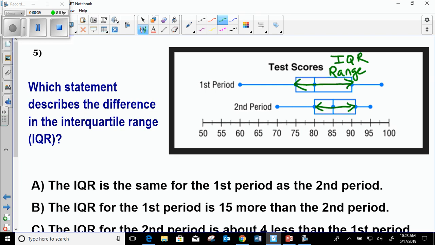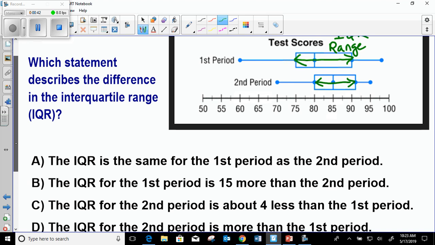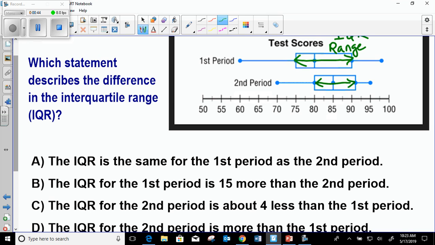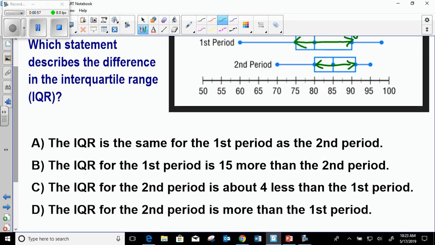So the question says, which statement describes the difference in the interquartile range? A, the interquartile range is the same for the first period as the second period. B, the interquartile range for the first period is 15 more than the second period. C, the interquartile range for the second period is about 4 less than the first. And D, the interquartile range for the second period is more than the first period. So what did you all get for that? C would be the answer. Yes, it's about 4 less.